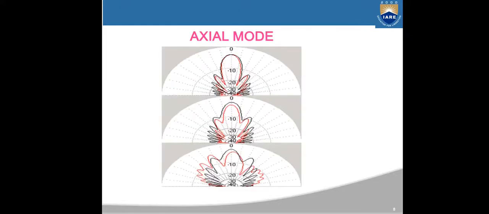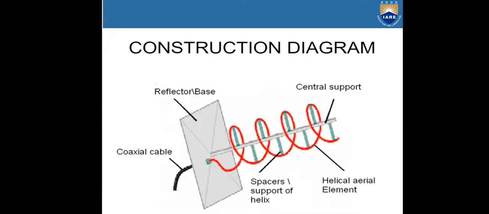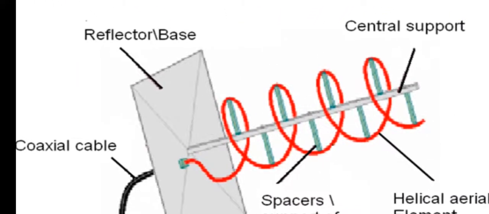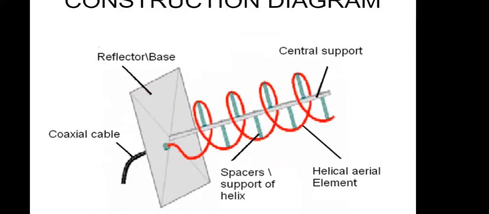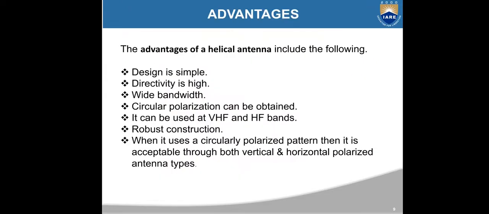Advantages and disadvantages of helical antenna. The advantages include the following. The design is very simple, as shown in the figure. The design of the helical antenna is very simple, with the coaxial cable, the reflector and support, and this is very useful for space communication, and directivity is very high.